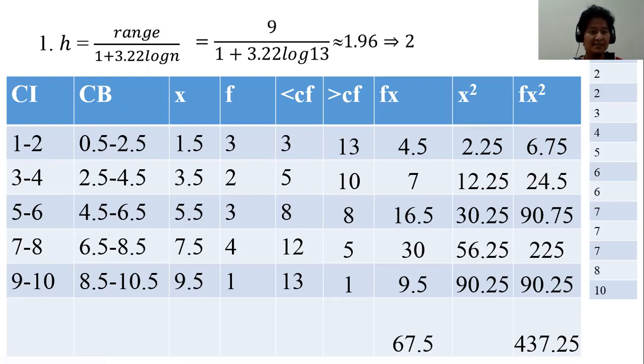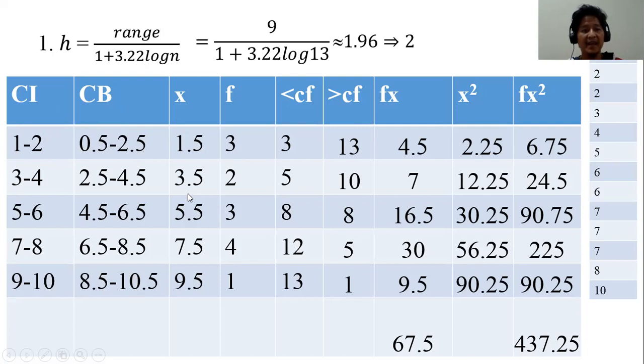So to find the class boundary, we just divide the gap by 2. In this case, the gap of our class interval, 3 minus 2, will be 1. So divided by 2, that will be 0.5. We add and subtract 0.5 from the lower limit, and we also add 0.5 to the upper limit. So that is what we will do for all of them.